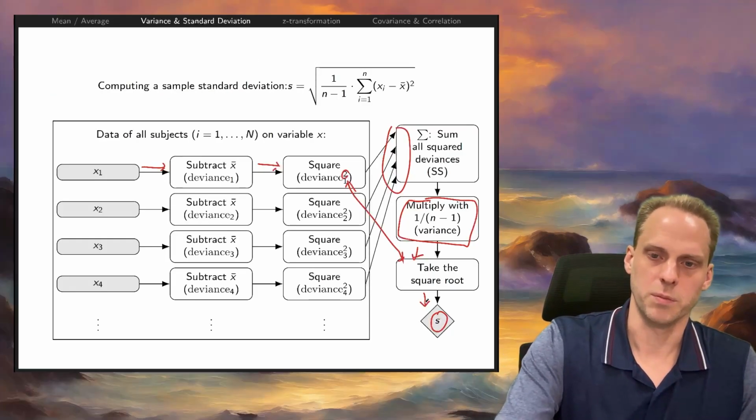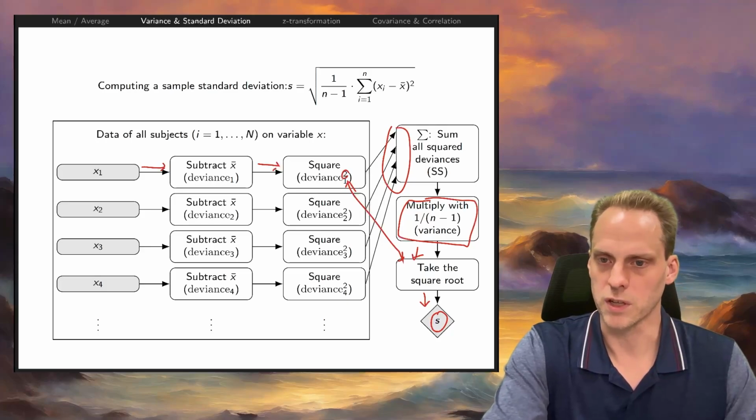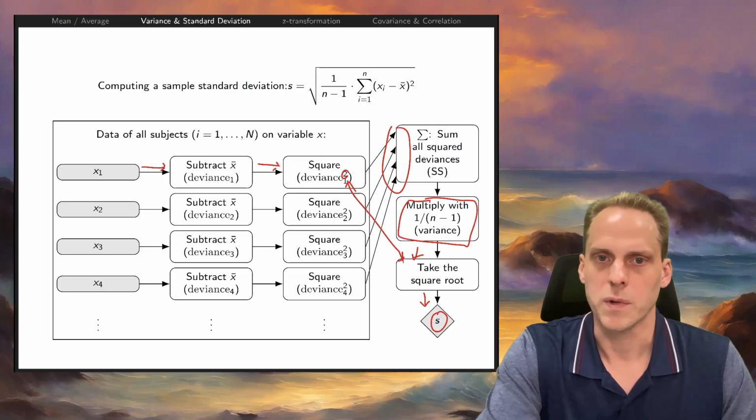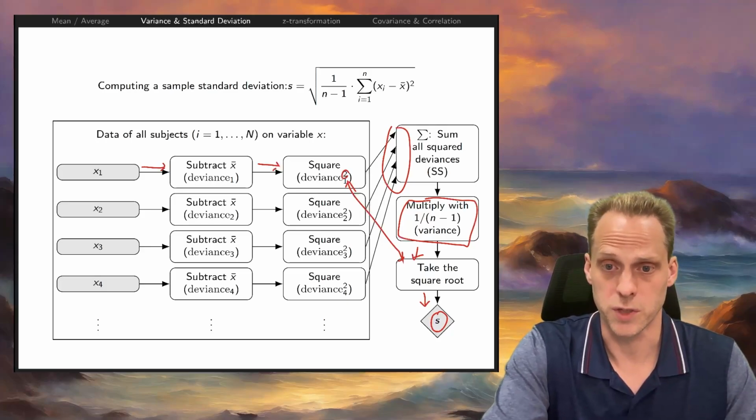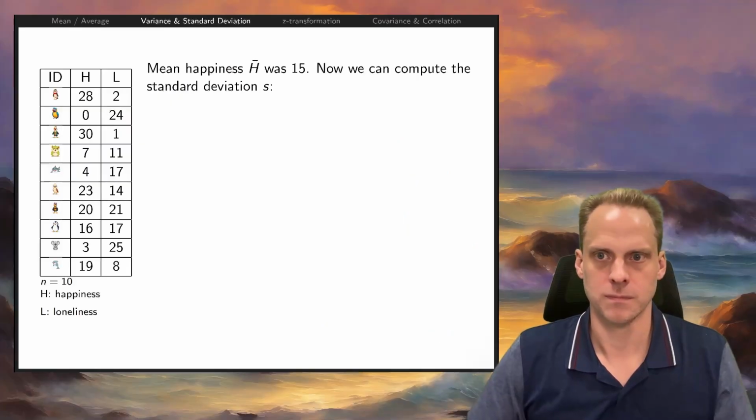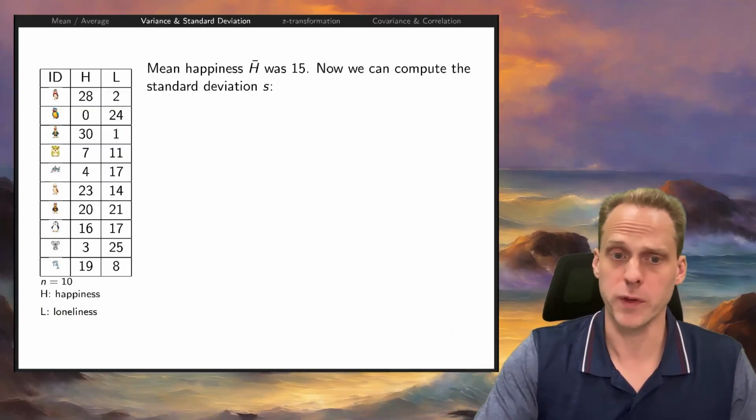Now that thing is pretty useful and pretty important because it tells us something about how much participants differ on the scores. So let's look at that. How do we compute the standard deviation?